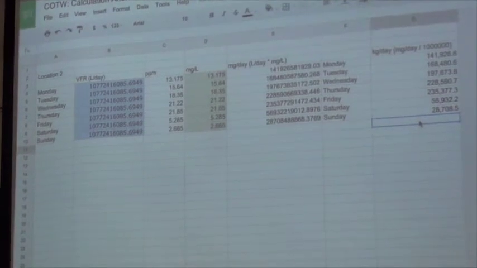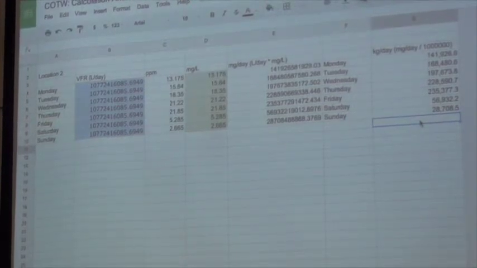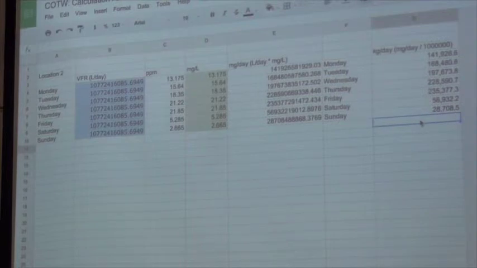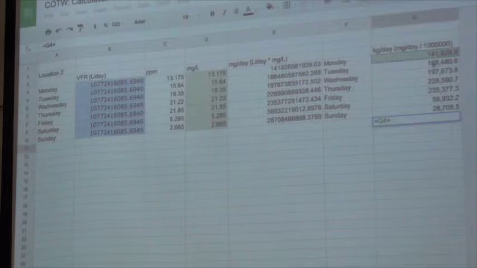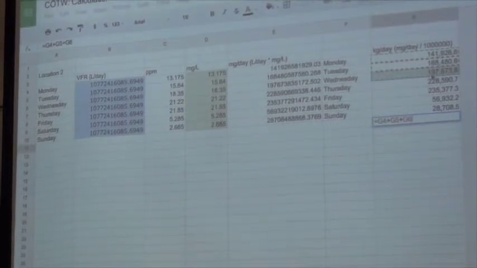How can I get the total per week? Add all of those up. So I could go through and do 141,926.6 plus 168,480 plus, but I can use a formula. What formula could I use? Okay, so I could do equals this plus this plus this, right? But that's still too much work for me. I don't like to work that hard.